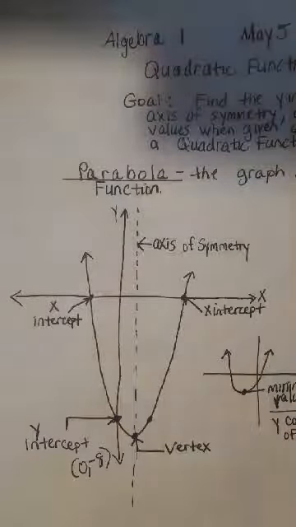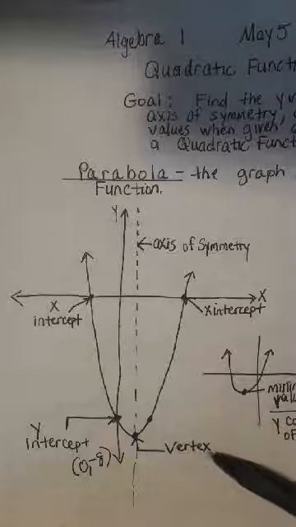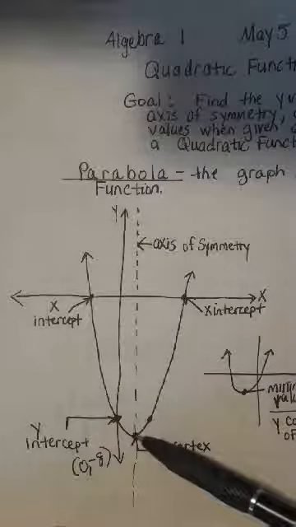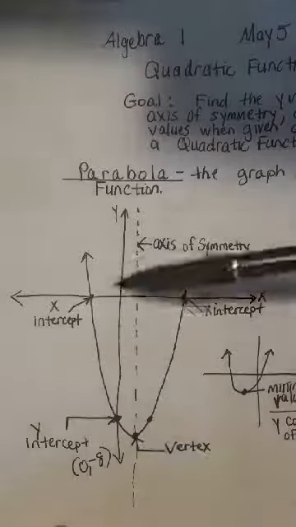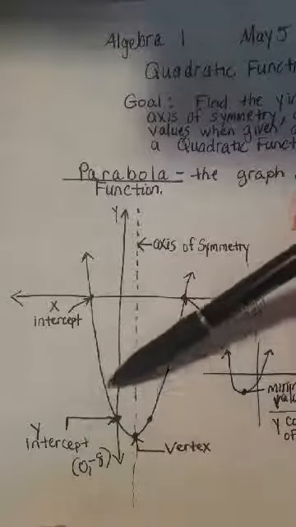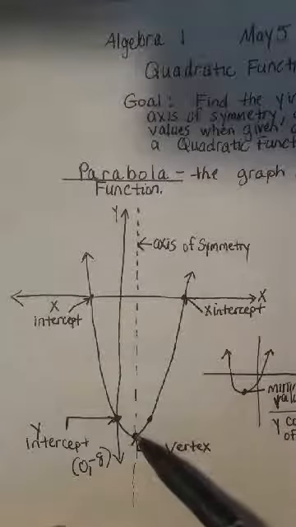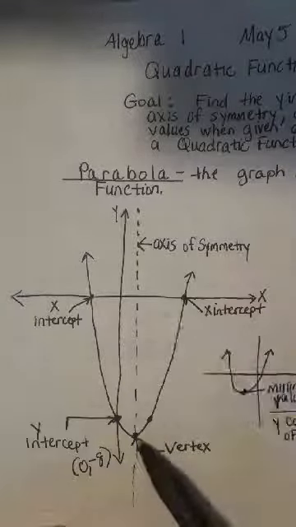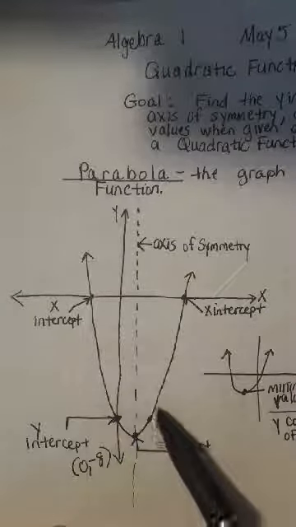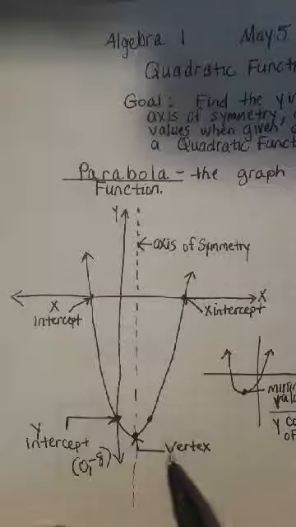Then you also have your vertex. Now, this is a new word, a new term. The vertex is that bottom point on your parabola where the direction of the parabola changes. Like if you'll notice over here, it's going up on the left, and then on the other side, it's got a mirror image going up on the right. And that point where it changes directions, at the very bottom on this parabola, is called the vertex.